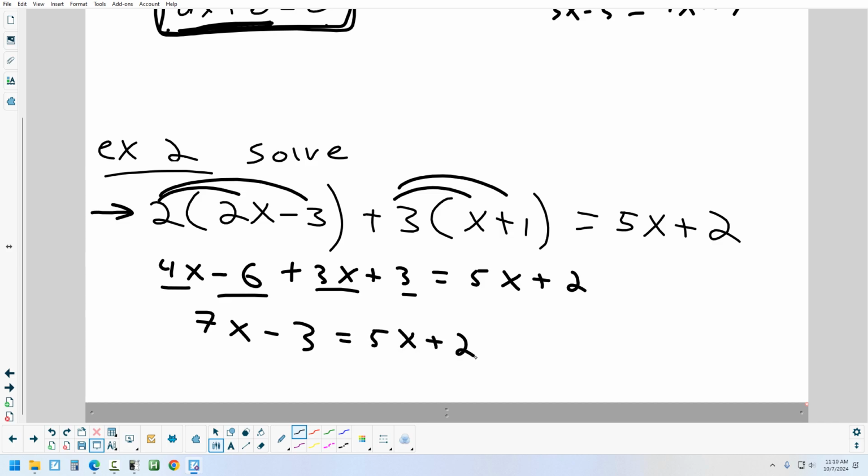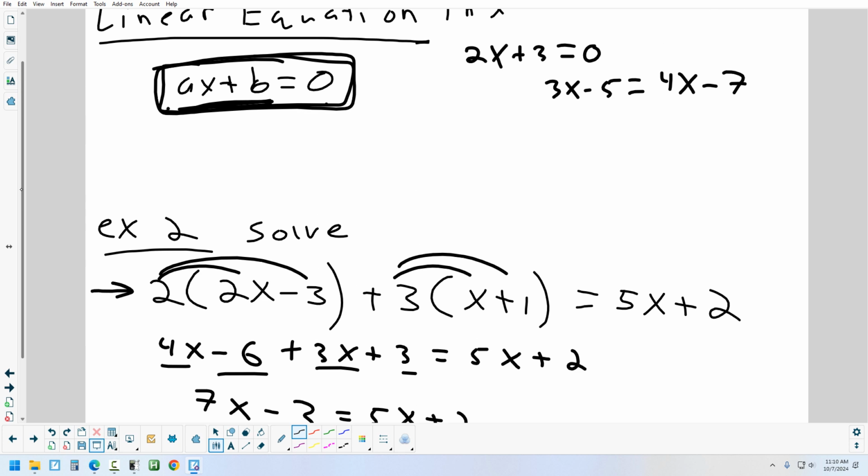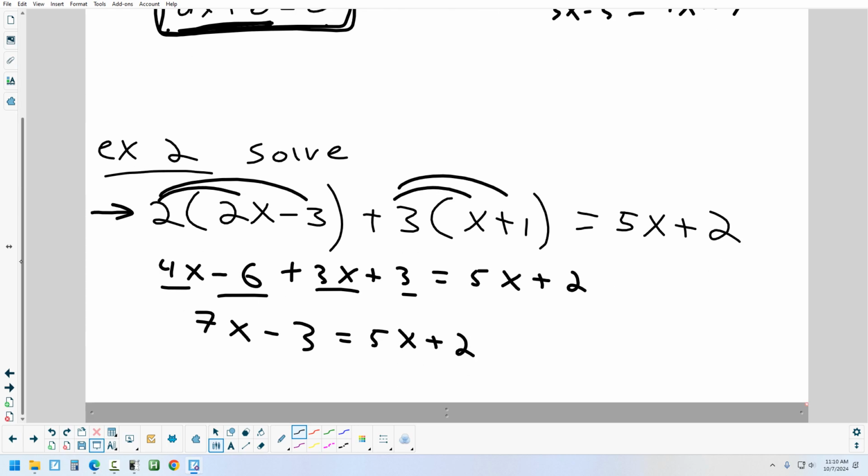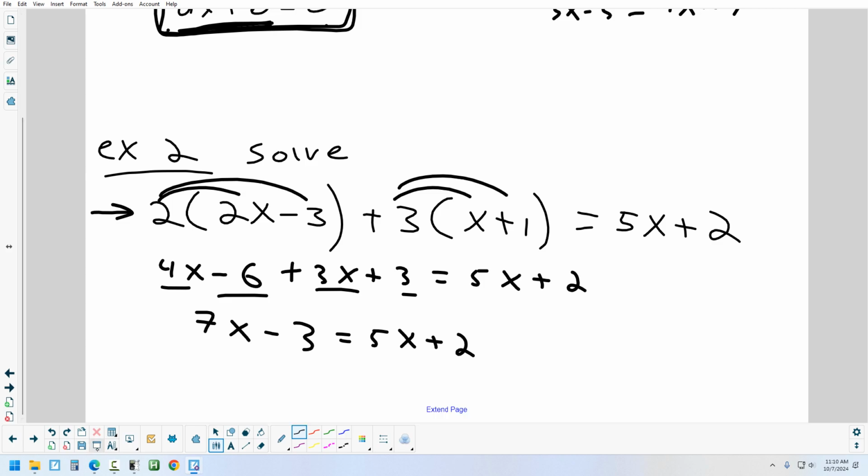And if we wanted to make it look like that format, we could. We could put everything on one side, it would equal 0, and it would be linear. But we're trying to solve it for x. So we don't want to get 0 on one side, we want to get x on one side. So what would be my next step to start to get all the x's on one side?